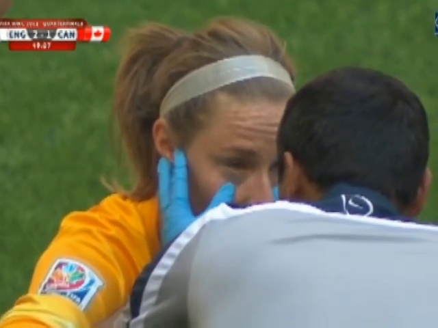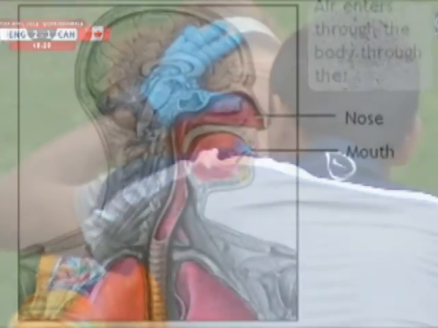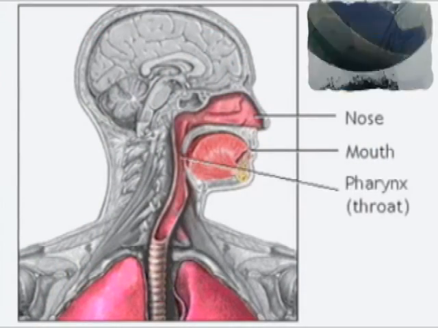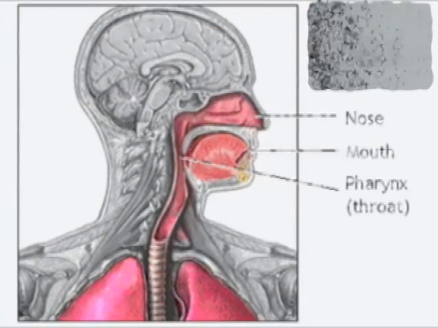Other means. Right eye of England goalkeeper Karen Bardsley being looked at. They're going to have to make a sub. Maybe there's a rubber pellet in there. You saw that eye really start to swell up.